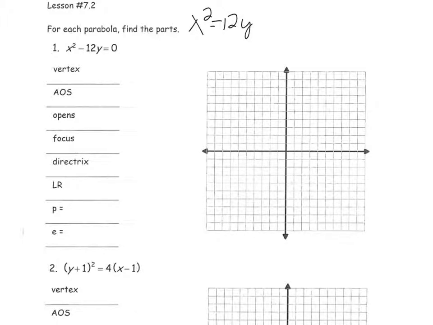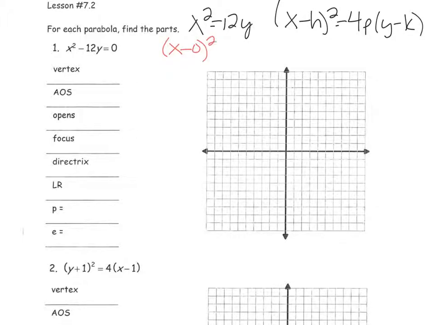And then I want to mimic standard form. Standard form is x minus h squared equals 4p times y minus k. That's standard form. So if I mimic that, it would look like x minus 0 squared equals 12, and then y minus 0. So based on that, I can tell that my vertex is at 0, 0.